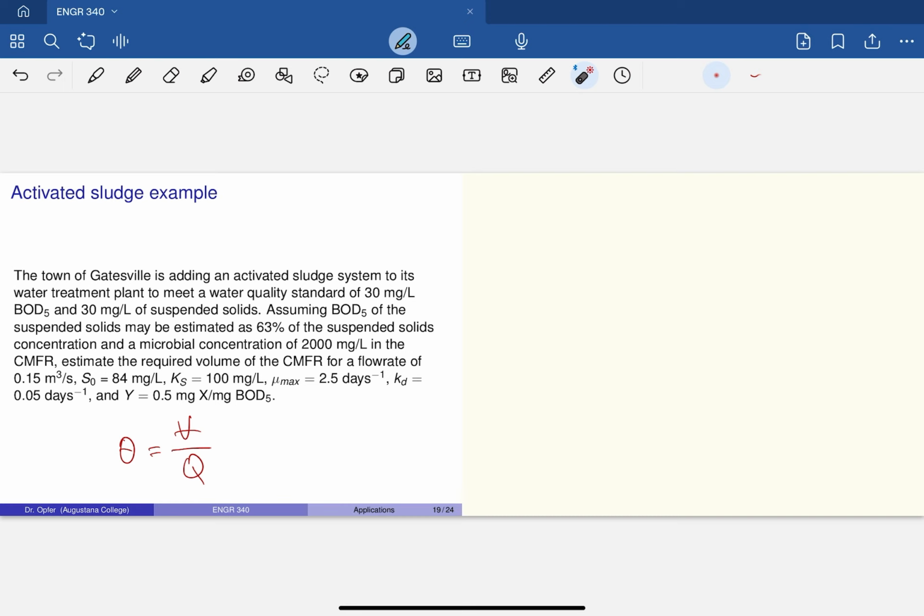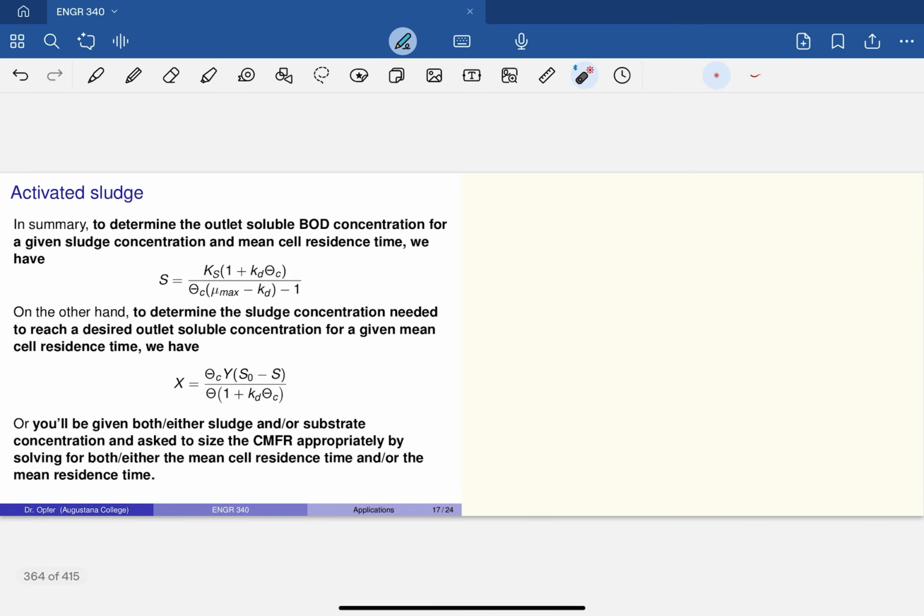Now we're given some information about what S has to be, and we know what X is. So if we go back to our expressions for the soluble BOD concentration and the biomass concentration, we can see that both theta C, the cell mean residence time, and theta show up in these expressions. Now remember, we're trying to get to this theta, and we know X and we know S, but we don't know theta C. So if we just look at our expression for X, we have one equation with two unknowns, theta C and theta. But if we go back to our expression for S, we know S, so the only unknown we have here is theta C.